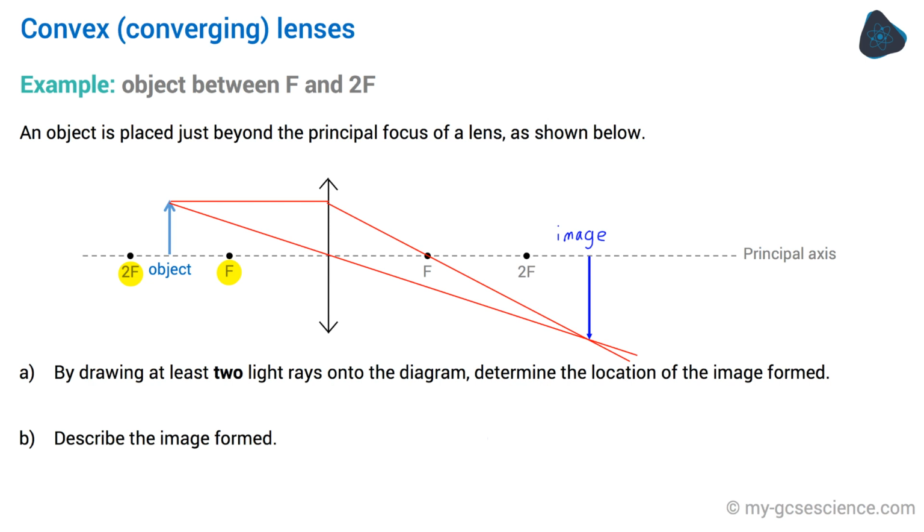For part B, we can see that the image has again been formed by real light rays which have converged or come together, that it's upside down as compared to the object, and finally that this time the image appears to be bigger than the object, so we describe the image as being real, inverted and magnified.